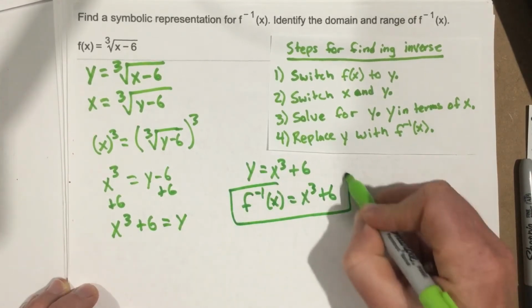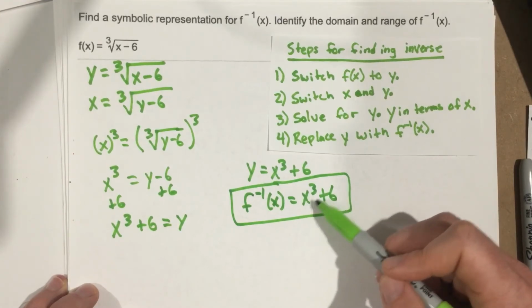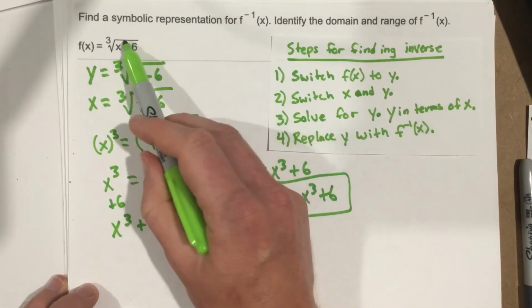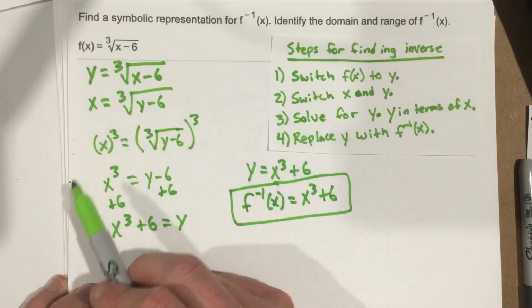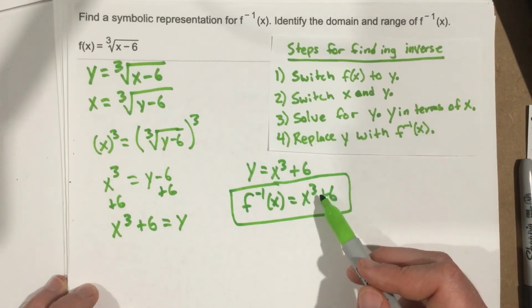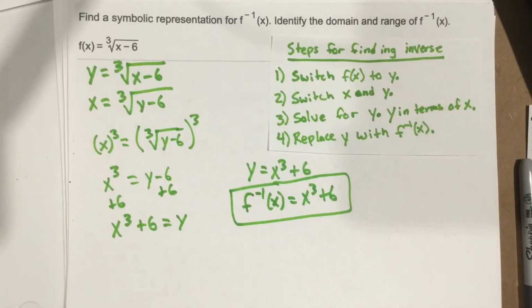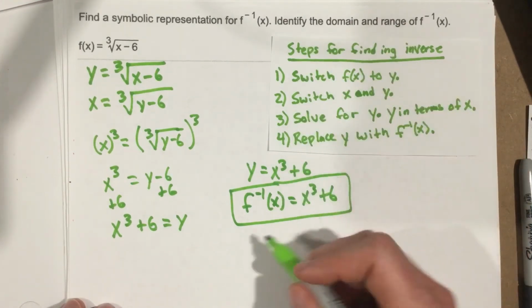So that's the inverse. Remember, if you want to check the inverse, you take this inverse equation and we plug it into this original function. See if we end up with x when we simplify. And then take the original function and plug it into the inverse function to see if we end up with x after we simplify. Now, it wants us to identify the domain and range.